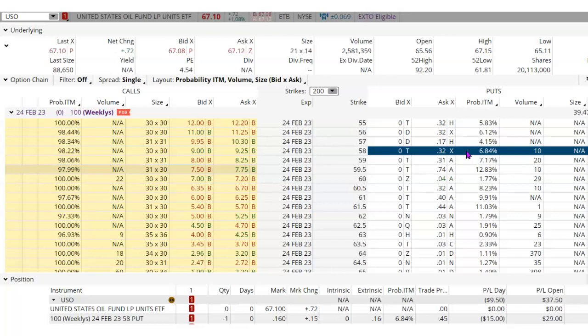So, USO closed at $67.10. My short put option remained out of the money, so it expired perfectly. So the profit for my trade is $45. I did not spend any money to buy back my option. I simply let it expire, so I got to keep 100% of the opening credit. That was a good trade.